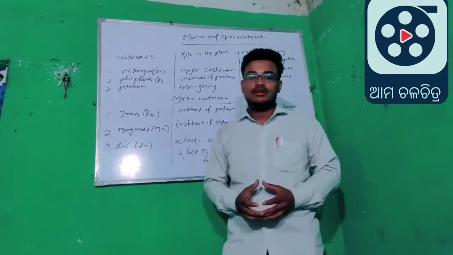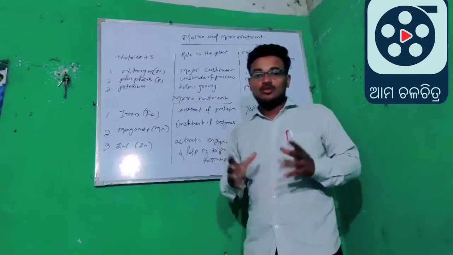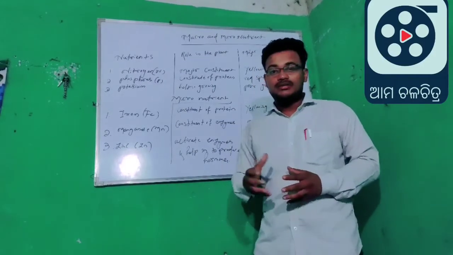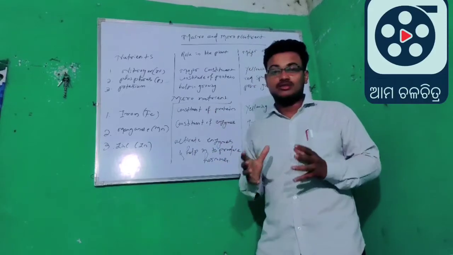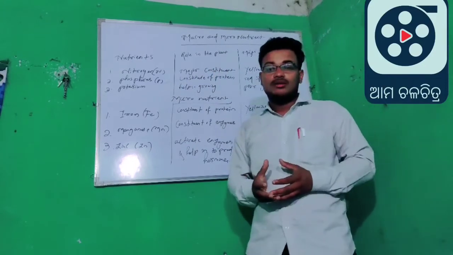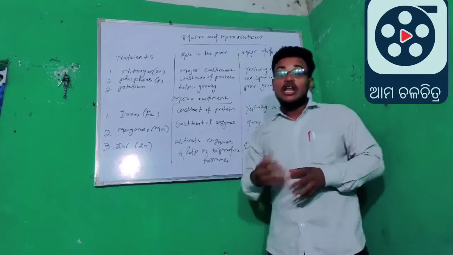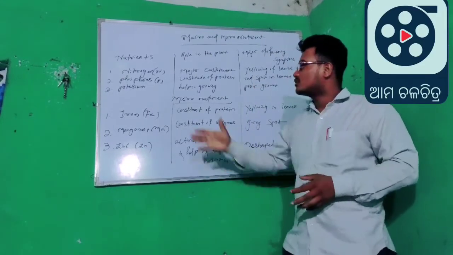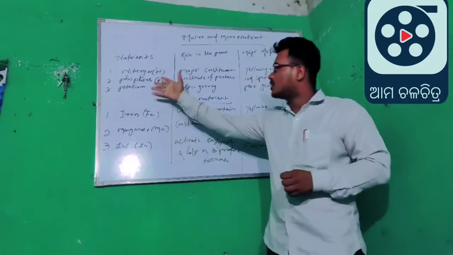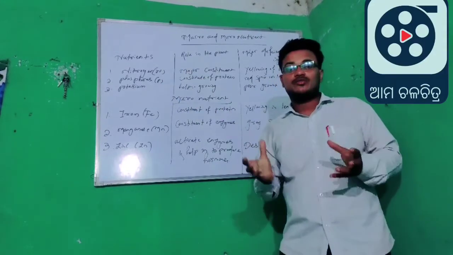Now we'll discuss the deficiency and role of some macro and micro nutrients for plants. First, nitrogen. 78% of the atmosphere is nitrogen, but it is a macro element hugely needed by plants as a major constituent. Its deficiency causes yellowing of plant leaves. Phosphorus is a constituent of protein. Due to lack of phosphorus, red spots appear on leaves.